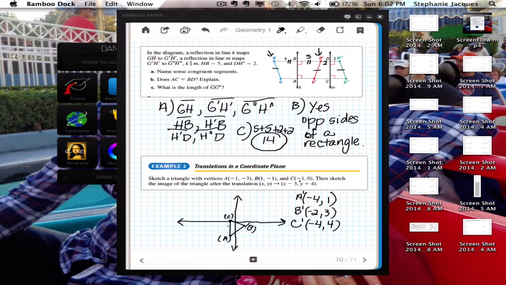Let's plot our points and see what happens. So I'm going to go over -4, so I go 1, 2, 3, 4, and then up 1, and that's point A prime. And then I'm going to do -2, 1, 2, up 3, 1, 2, 3, and that is B prime. And then I have C prime, which is -4, and then up 4, 1, 2, 3, 4, and that's C prime. B prime, A prime, and here is my new triangle that was translated. So you just change the coordinates according to the rule that they give you.